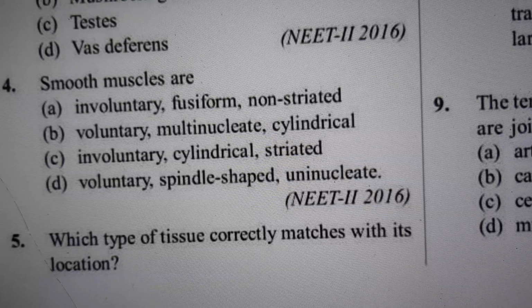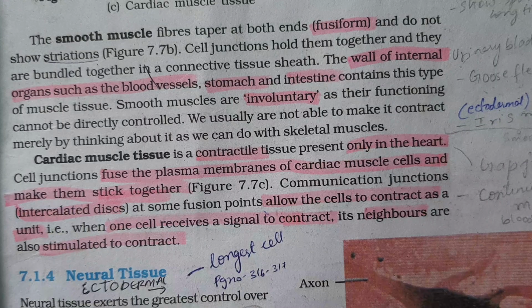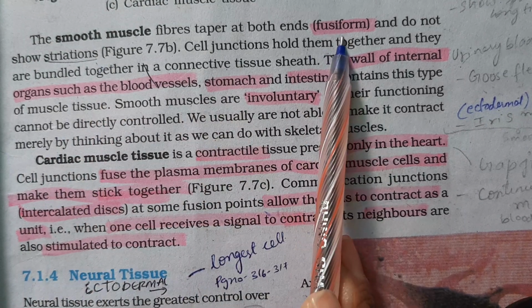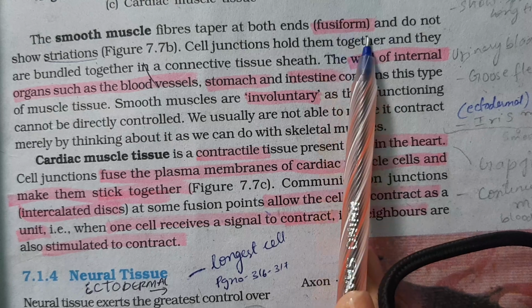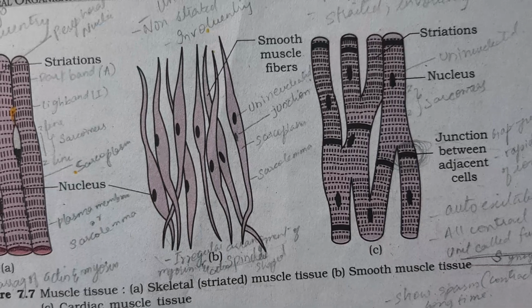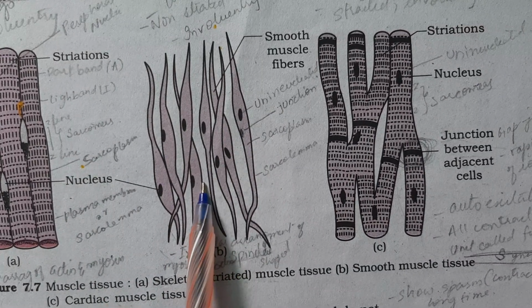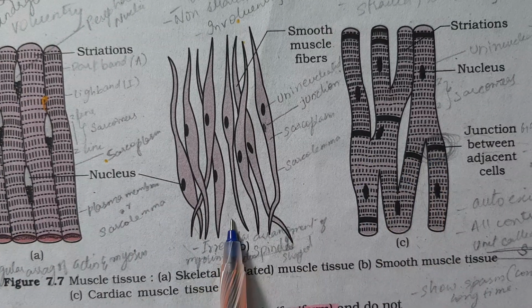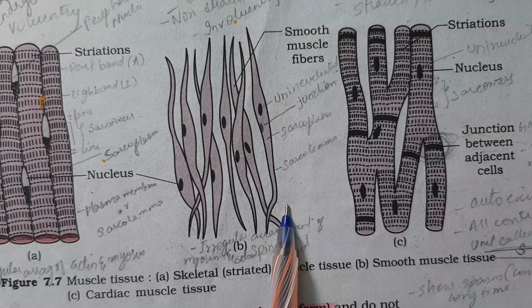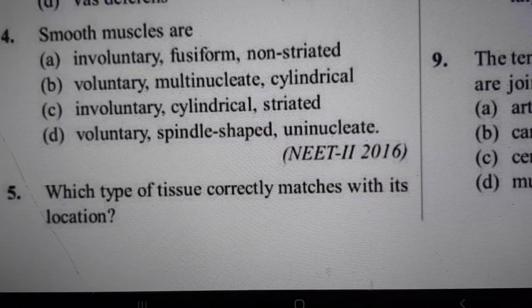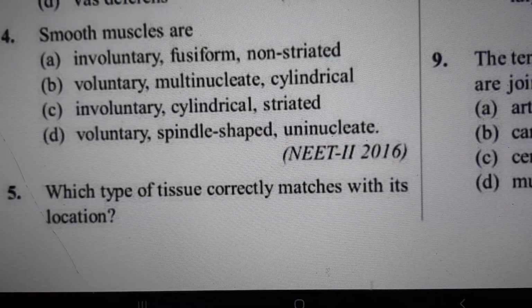Let's look at NCERT once. On page number 105, we have smooth muscles. They are fusiform. They taper at both ends. And we also have that smooth muscles are involuntary. When we look at the diagram, we can see that they do not have striation. This is skeletal muscle, it has striation. Cardiac muscles, they have striation. But smooth muscles, they do not have striations. So the correct answer for this is option A, involuntary, fusiform, non-striated. Let's move to the second question.